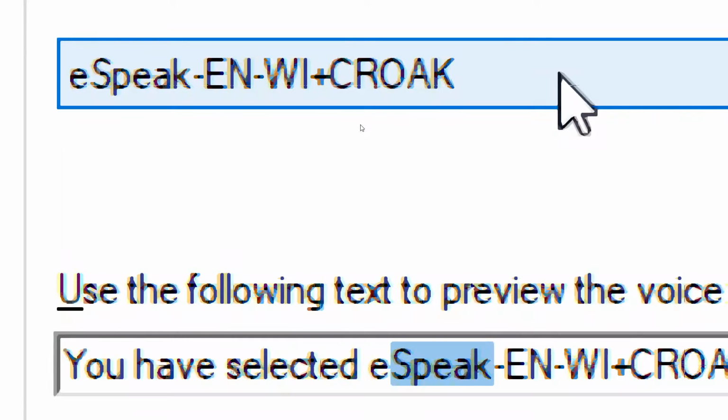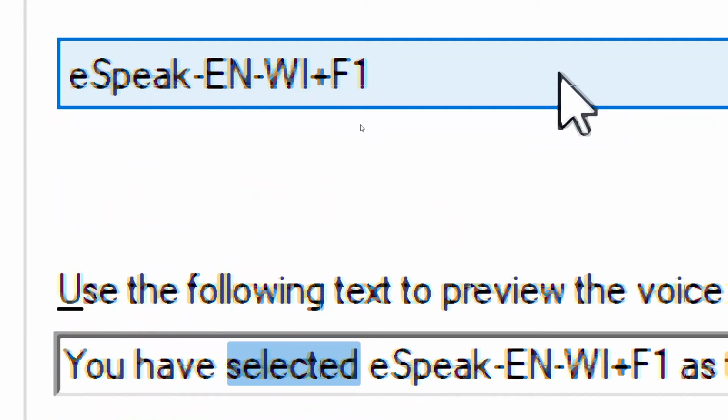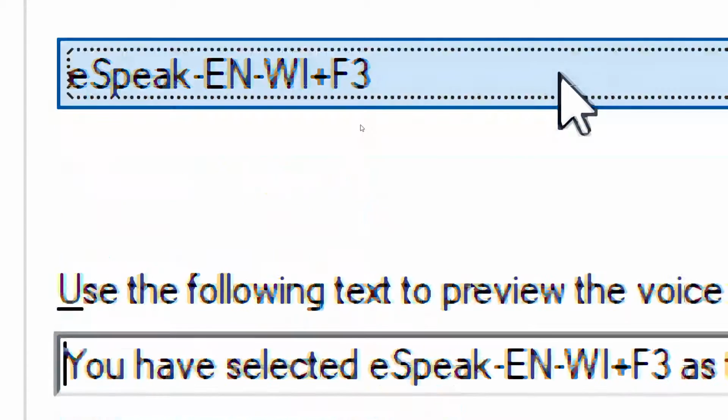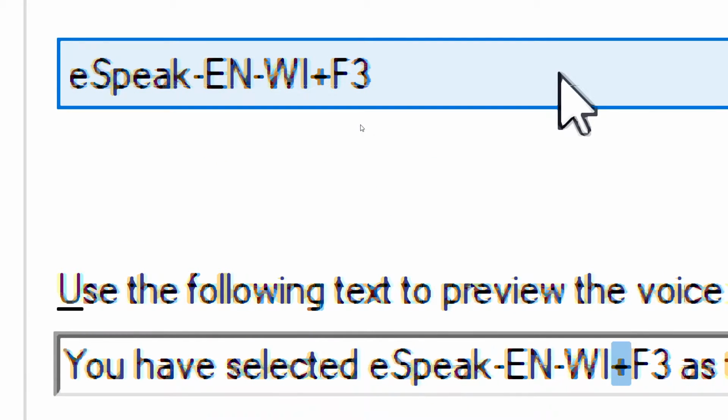You have selected eSpeak ENWI plus Croak as the computer's default voice. You have selected eSpeak ENWI plus F1 as the computer's default voice. You have selected eSpeak ENWI plus F2 as the computer's default voice. You have selected eSpeak ENWI plus F3 as the computer's default voice. You have selected eSpeak ENWI plus F4 as the computer's default voice. You have selected eSpeak ENWI plus F5 as the computer's default voice.